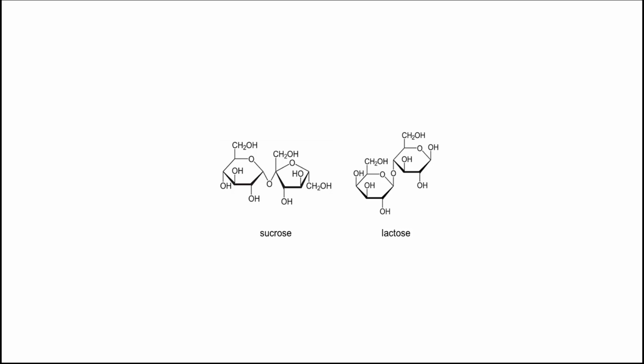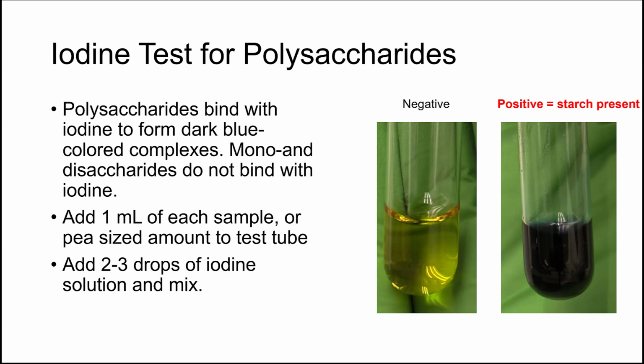You'll be testing the carbohydrates of food products using the following tests: iodine, Benedict's, Barfoed's, and Seliwanoff's. In the iodine test for polysaccharides, polysaccharides bind with iodine to form dark blue colored complexes. Mono- and disaccharides do not bind with iodine.